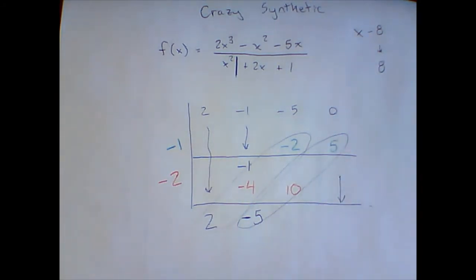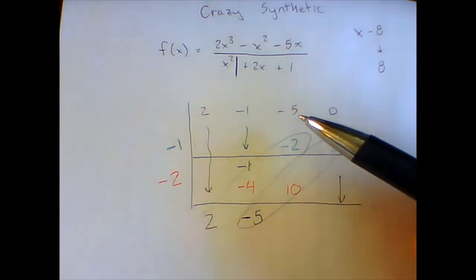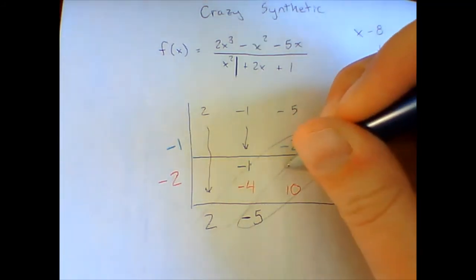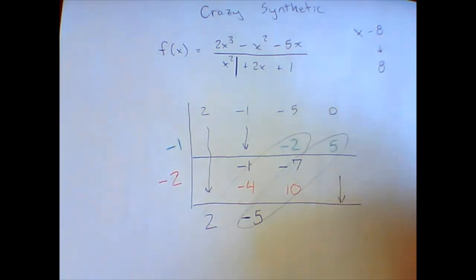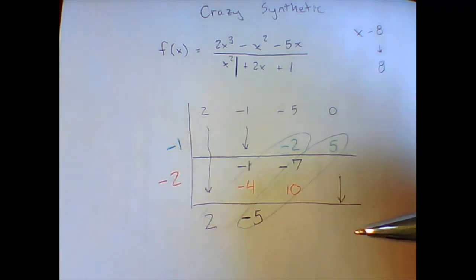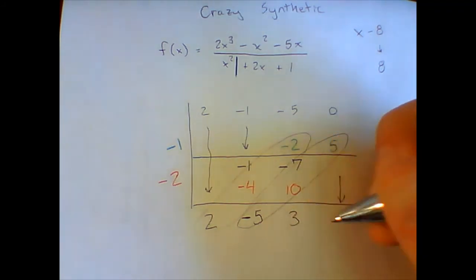Okay, so we've used up our multipliers, so let's get some addition done. Negative 5 plus negative 2, that part is negative 7. And then we've got some more stacked numbers to add. Negative 7 plus 10, that is 3.